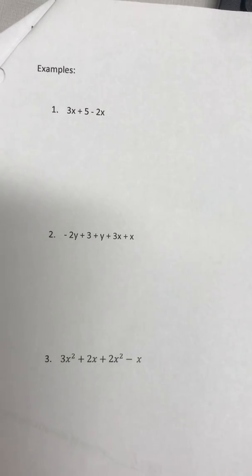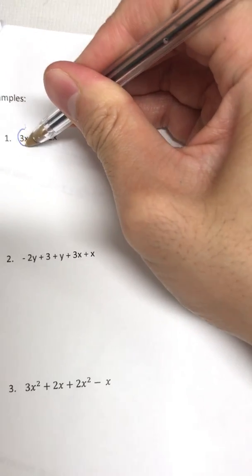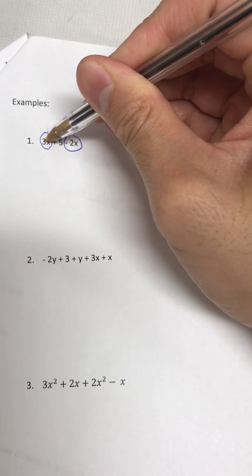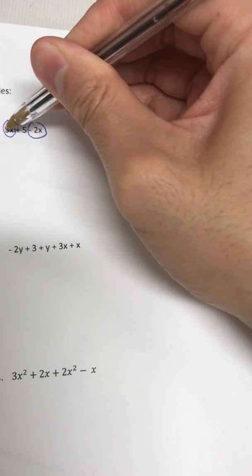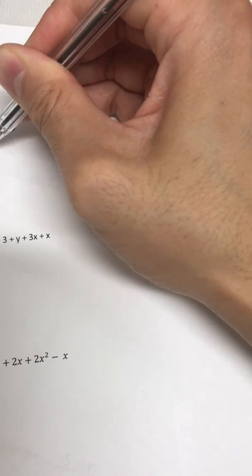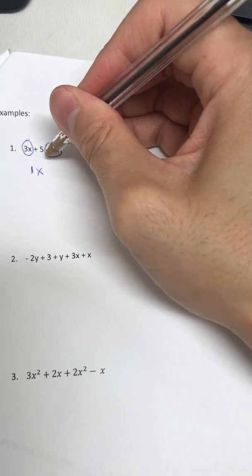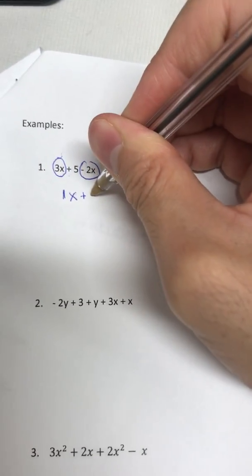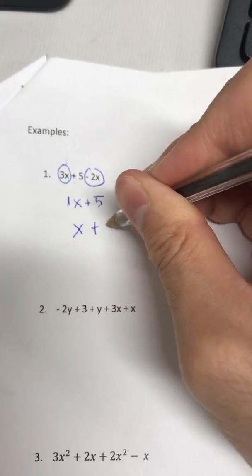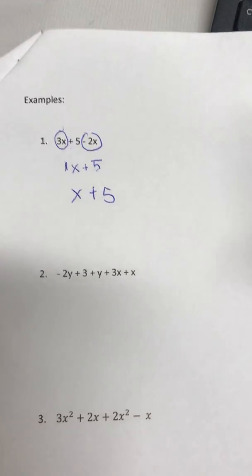So we have 3x plus 5 minus 2x. 3x and minus 2x are like terms. I just take the number in front of the letter, aka the coefficient, and I subtract them. 3 minus 2 equals 1. 1x. And then this 5 has nothing to combine with, so I just leave it there like that. So it's 1x plus 5. But I'm going to rewrite it as x plus 5 because we know that 1 times x is x.